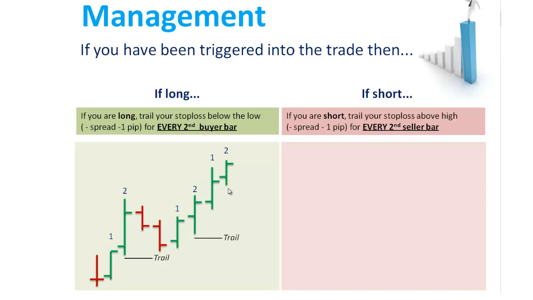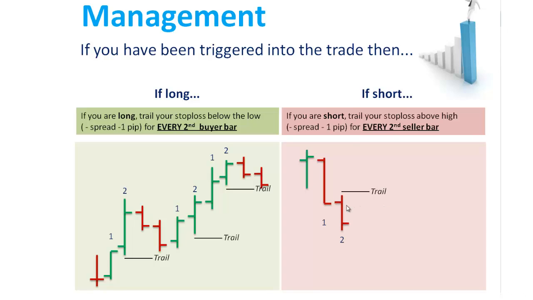So we trail again for this second buyer bar here. Look at the low of the bar, minus spread, minus a pip, and then we're stopped out at a nice profit. And if we're short again, on the flip side of the coin, we have our entry just below the low of this bullish pin bar reversal, bashing its head against this imaginary level of support. We place our entry just below the low, minus spread, minus a pip, triggered into the trade, and we trail for every second seller bar here.